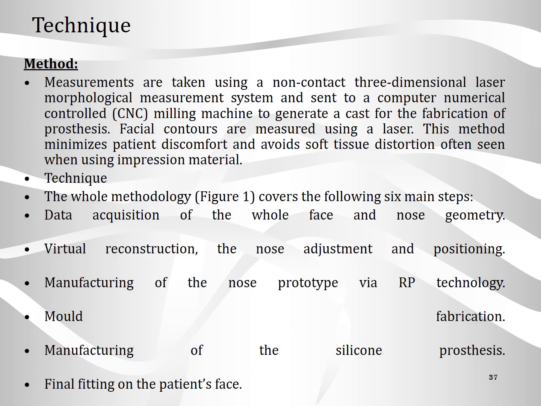morphologies. So coming to the technique, measurements are taken using the non-contact 3D laser morphological measurement system and sent to the computer numerical control, that is the CNC milling machine, to generate a cast for the fabrication of the prosthesis. Facial contours are measured using a laser. This method minimizes patients' discomfort and avoids soft tissue distortions often seen when using impression materials. So the technique basically has 6 steps, and we'll be talking about this in the next slide.